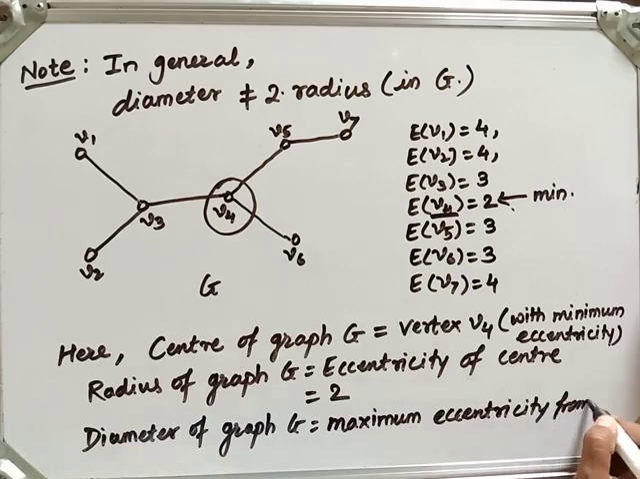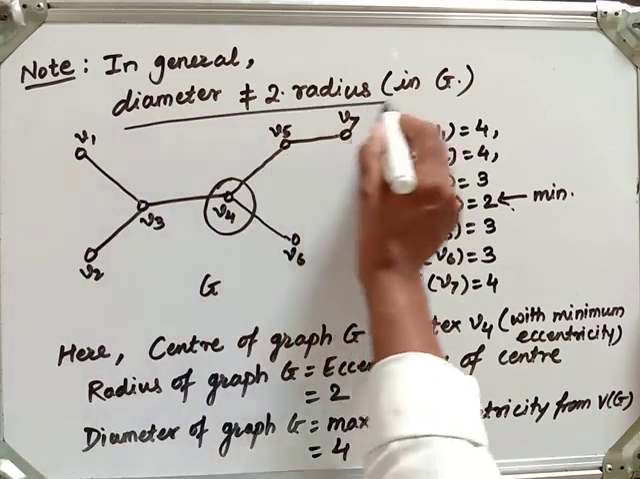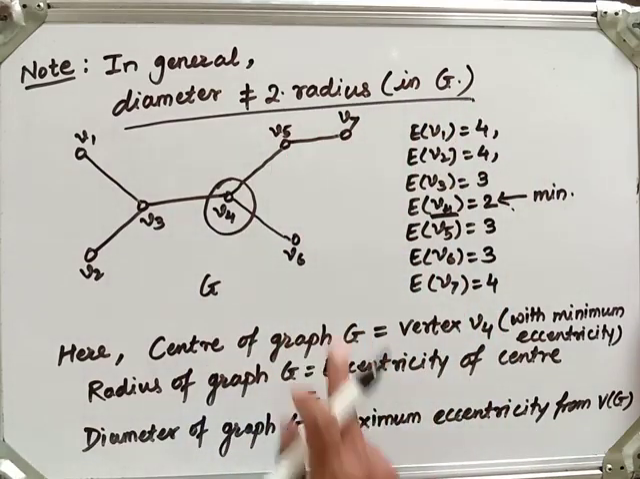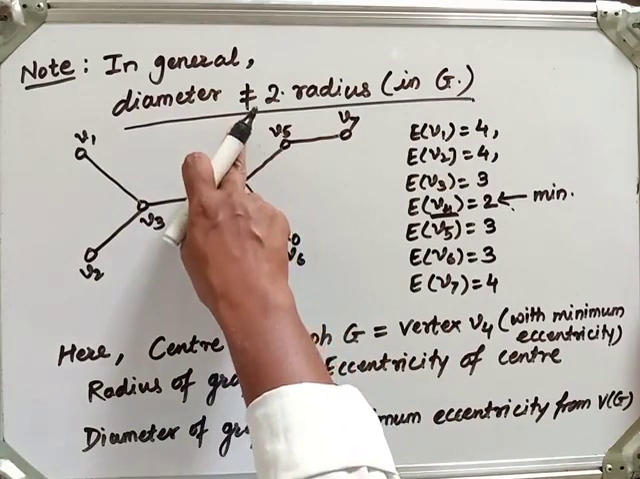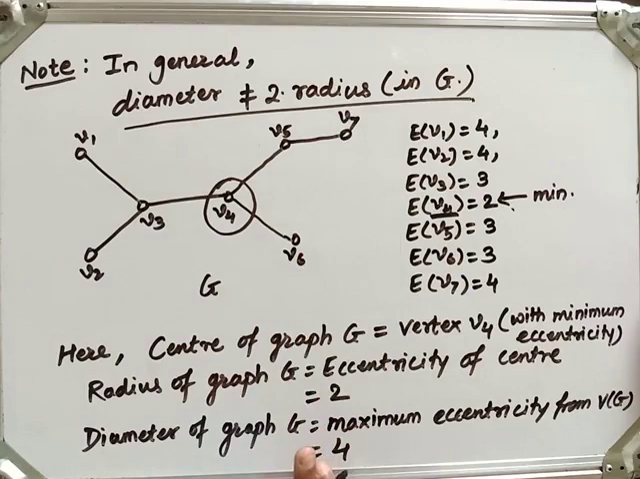Maximum eccentricity from the vertex set of G, right? So that is how much? 4. Here the general rule, that the diameter is twice the radius, holds, but not necessarily always. This is an example where diameter equals twice the radius, but in the previous one we have seen diameter is 3 while radius is 2, so these are not equal, right?